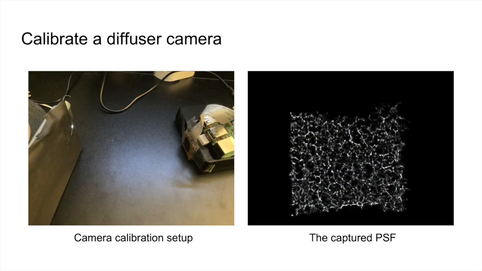To calibrate the diffuser camera, we need to place a point light in front of it and take a picture. If the diffuser is focused, we could get the clear, irregular wave pattern as shown on the right. This pattern illustrates how the diffuser scatters the point light onto the sensor. We call it point spread function, or PSF.